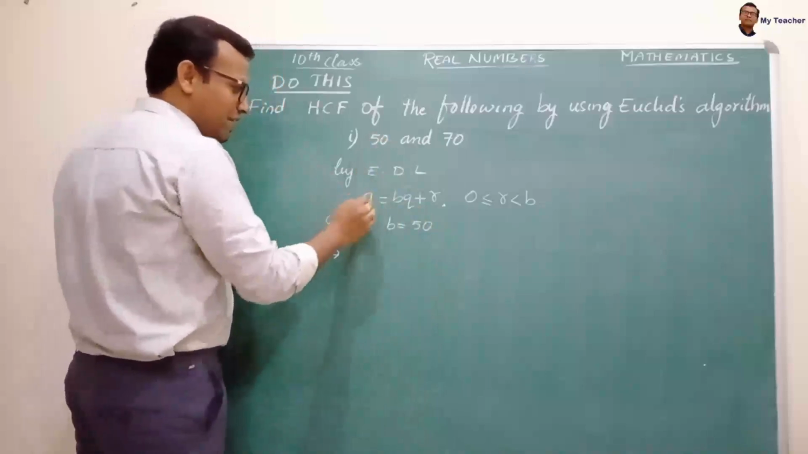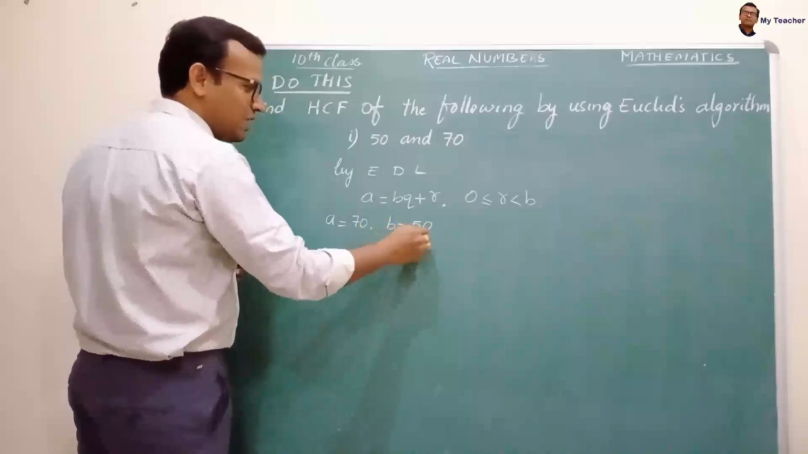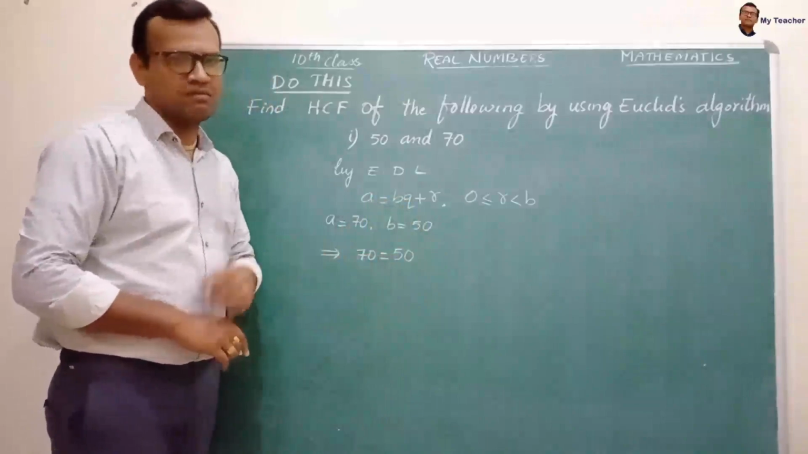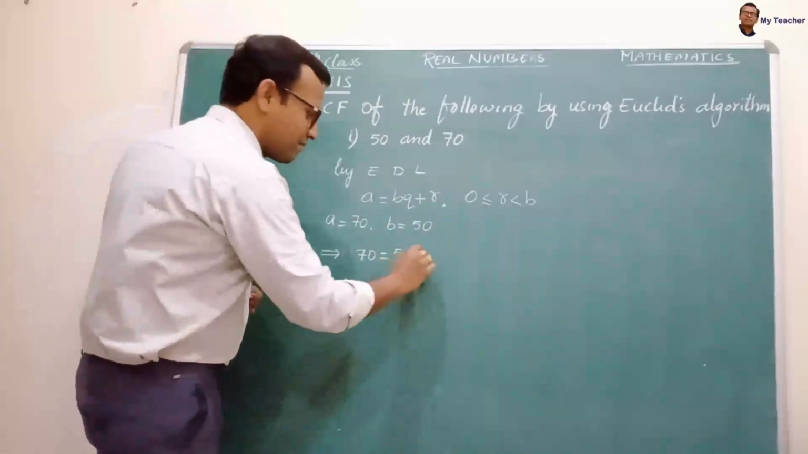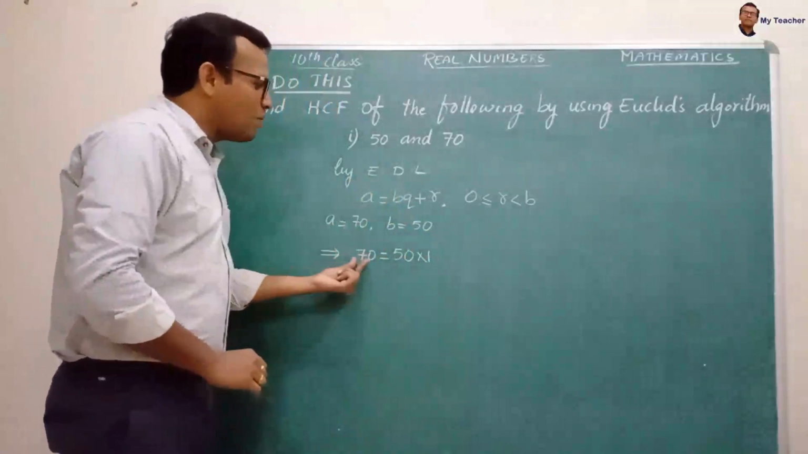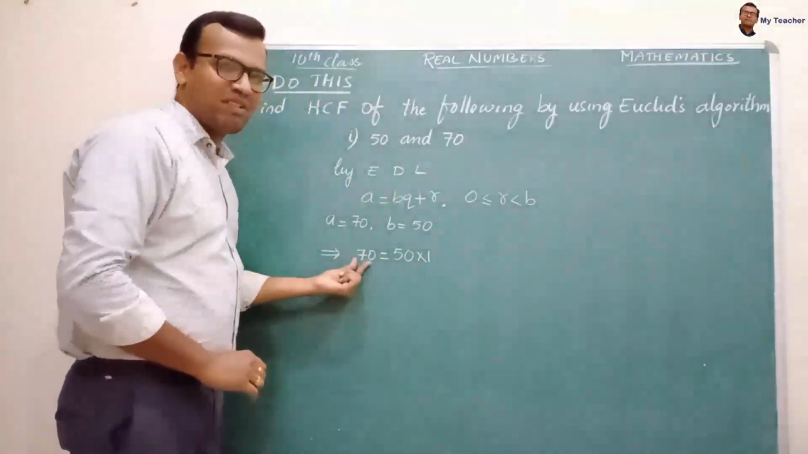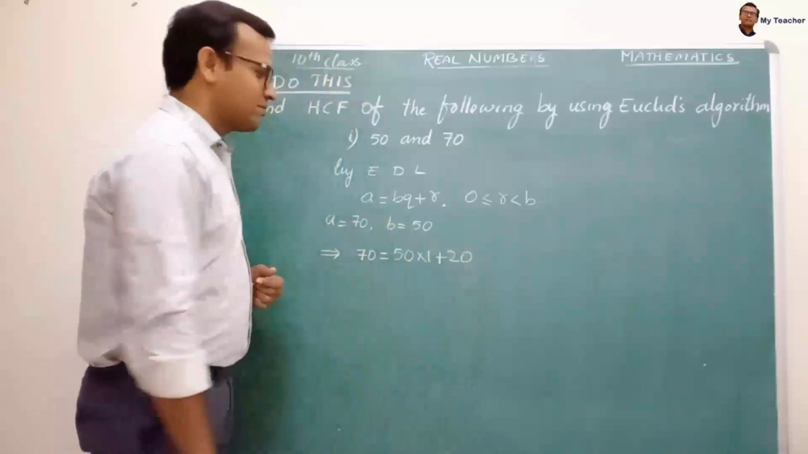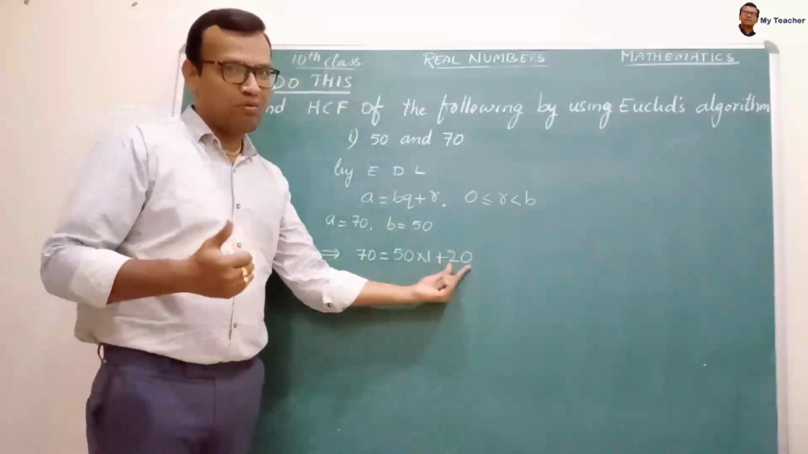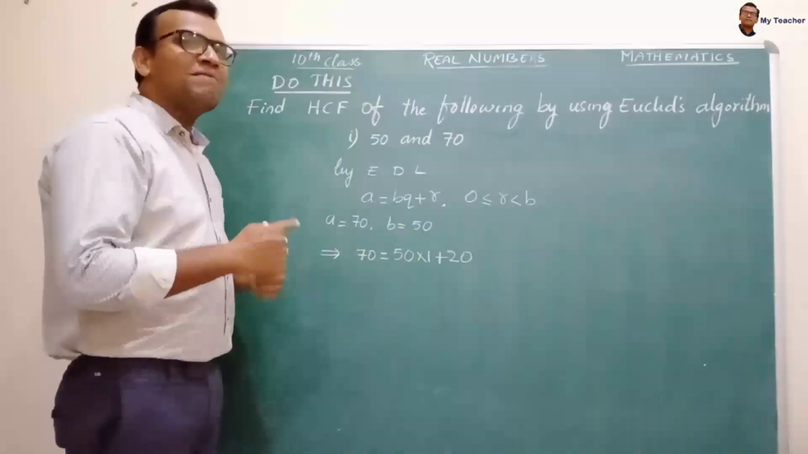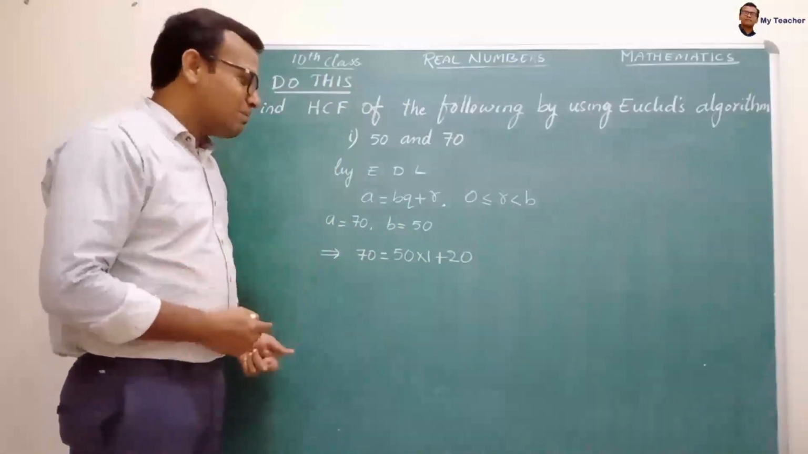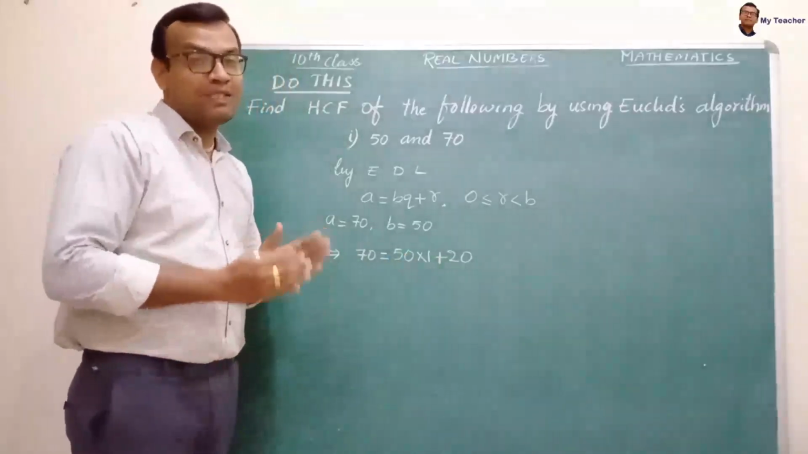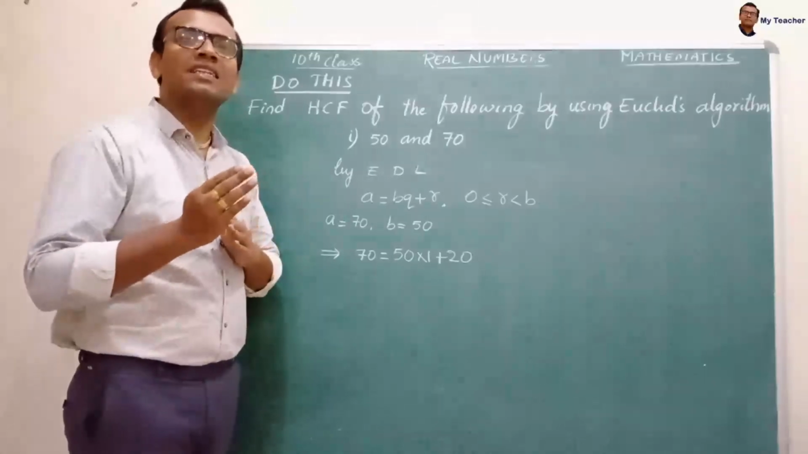That implies A value 70 is equal to, divisor B is 50. Now how many 50s are there in 70? 50 ones are 50. How much left? Out of 70, 50 we got. The remainder is 20. Is the remainder 0? No. So what we do is we further apply the division lemma on 50 and 20. This will continue till we get the remainder 0.